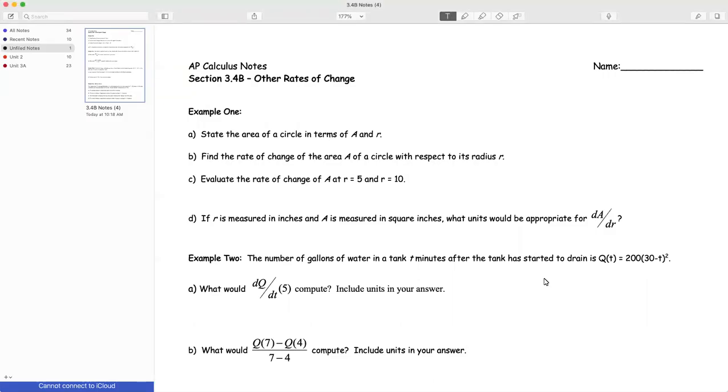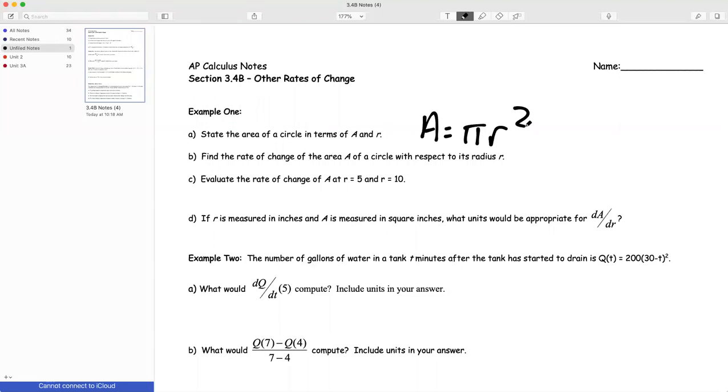So here we go, example 1. Part A says, state the area of a circle in terms of A and r. What is the area of a circle? Area equals pi r squared.